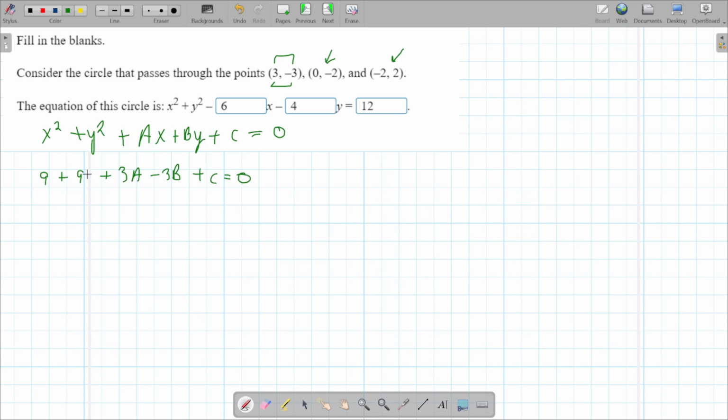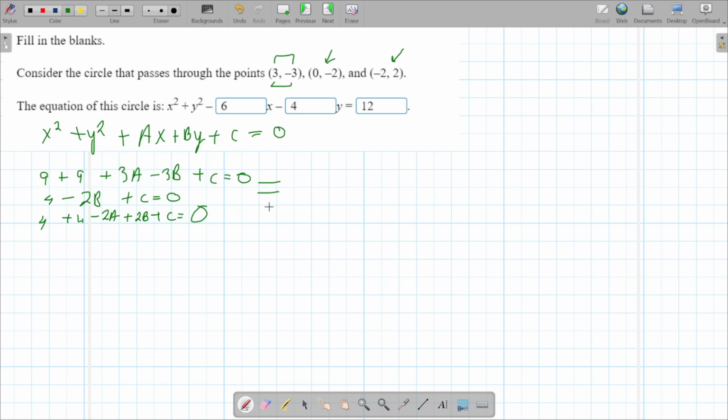That's my first equation. Second equation: x squared, 0 squared, 0, we skip it. Plus y squared, negative 2 squared is 4. Plus ax, 0 times a is 0, so we skip it. By, negative 2 times b, so negative 2b, plus c equals 0. Last one: negative 2 squared is 4, y squared, 2 squared, 4. Ax, negative 2 times a, negative 2a. By, 2b, plus c equals 0.